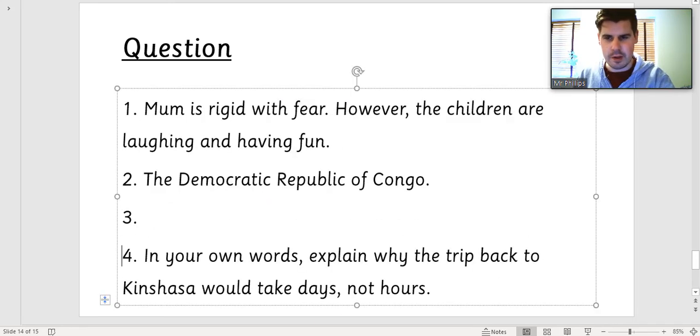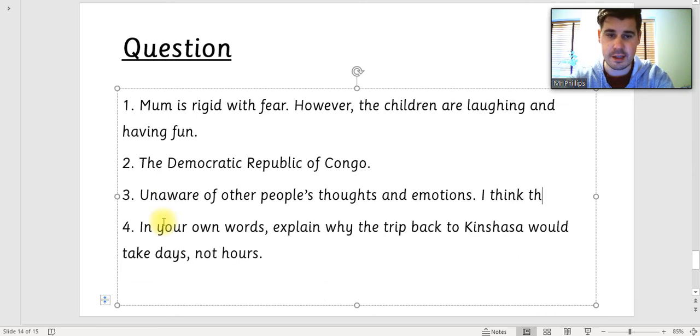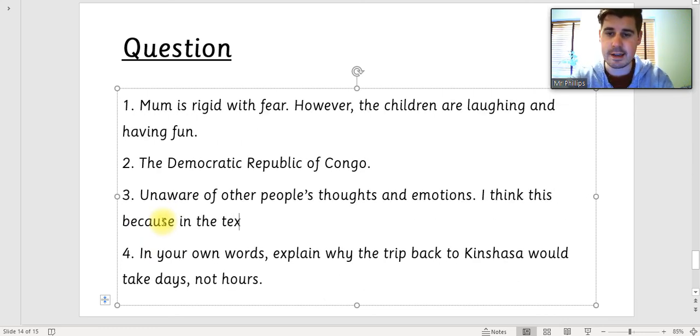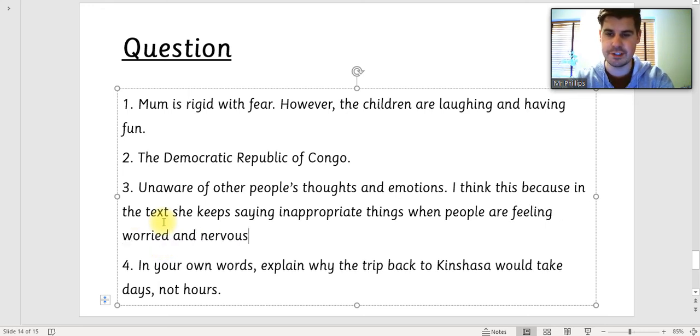I don't think we can be as harsh as she's inconsiderate. I think she's more unaware of other people's thoughts and emotions. I think this because in the text, now I'm not going to use a quote, I'm just going to paraphrase, she keeps saying inappropriate things when people are feeling worried or nervous. There we go. You might have something different. If you can back it up with evidence from the text, then it's probably all right.